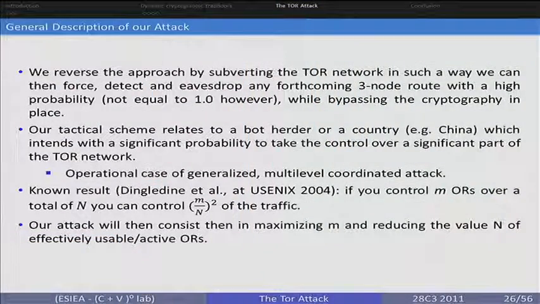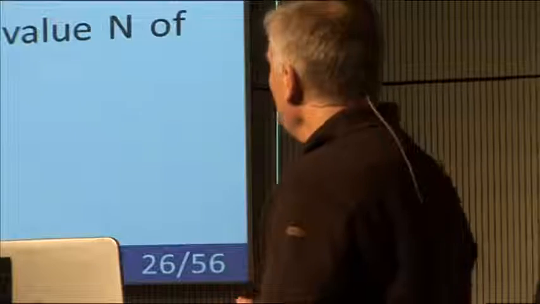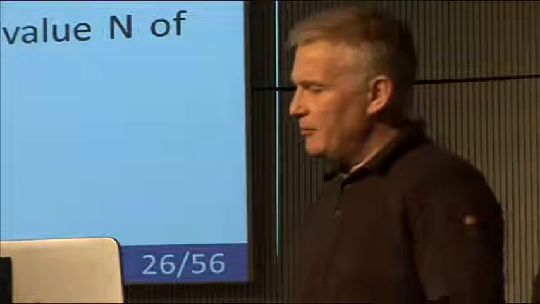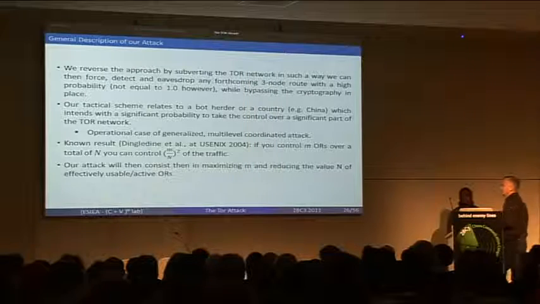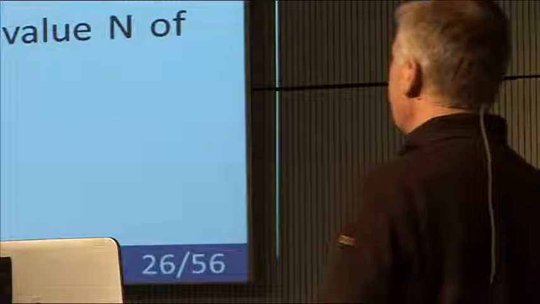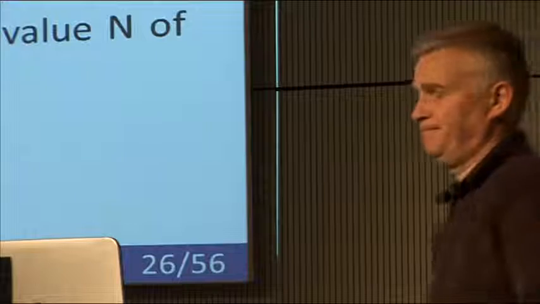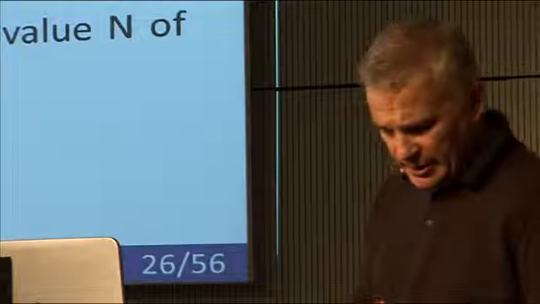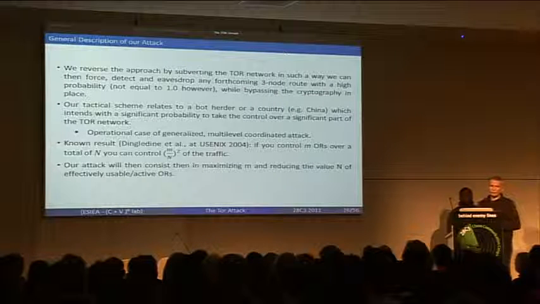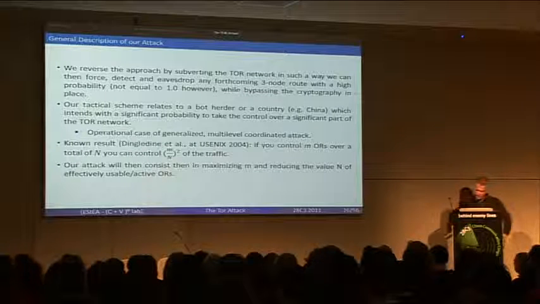So, from a very general point of view, we just select some weak nodes. The weakness issue may depend on your view. And we try to force the route through those infected nodes. According to Dingledine and some authors, there is a general, interesting formula which claims that if you control M onion routers out of a total of N, you can control this percentage of the traffic. So the aim is to increase the value of M and, in one way or another, to reduce the value of N. So we will infect M onion routers, and then we will try to decrease the value of N, I mean the number of onion routers you can effectively go through.